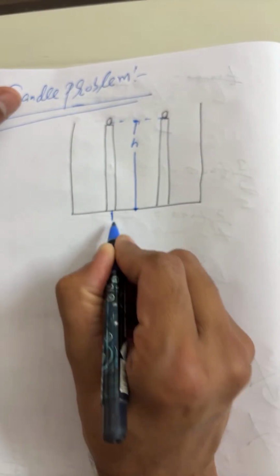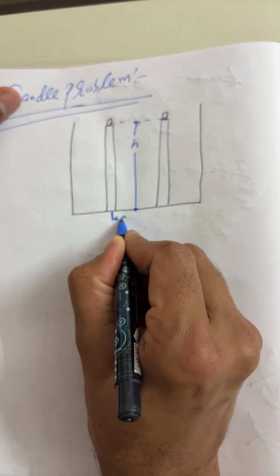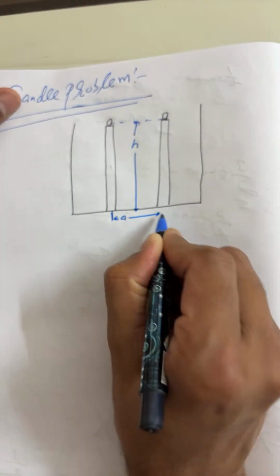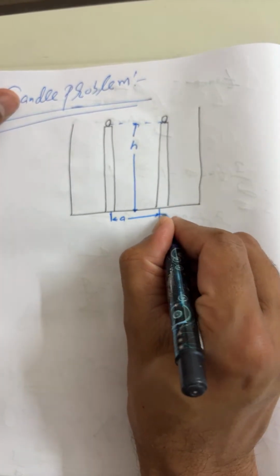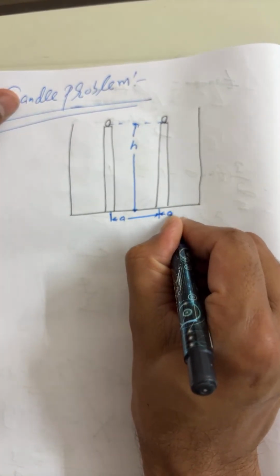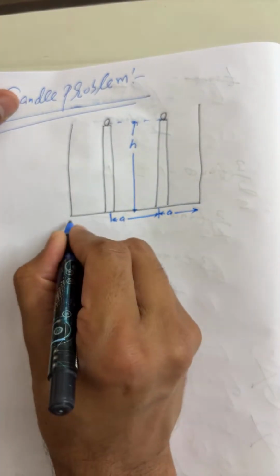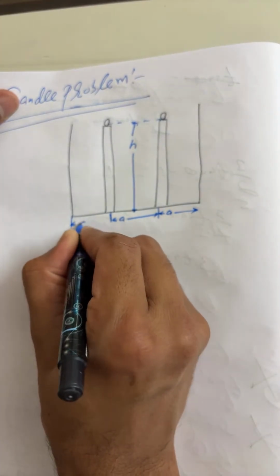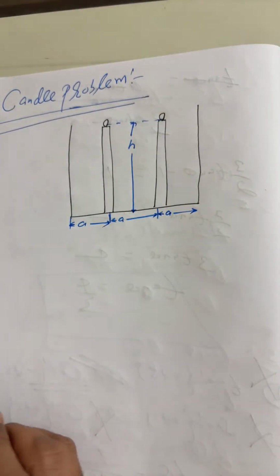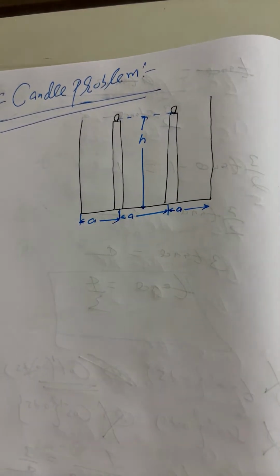Now, this is not height; this is the separation from here to here, a. Further, this separation from here to here also remains a. So keep in mind all these things.